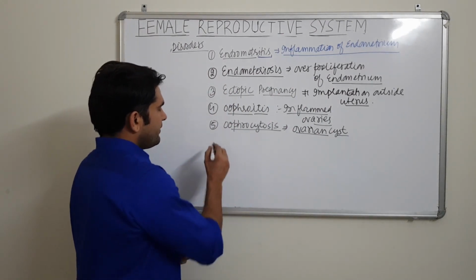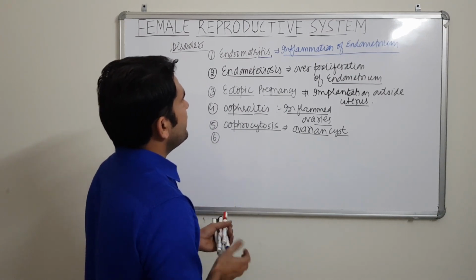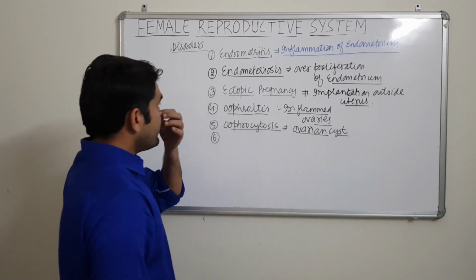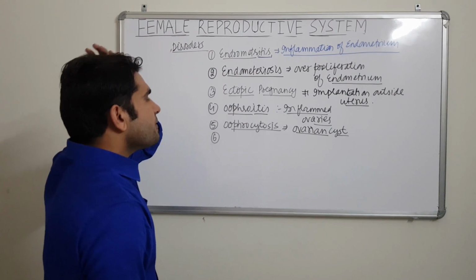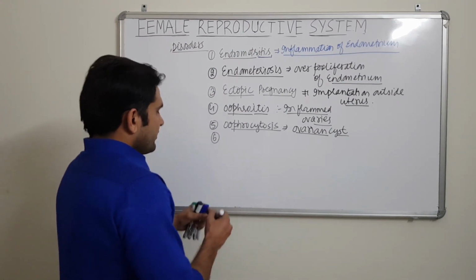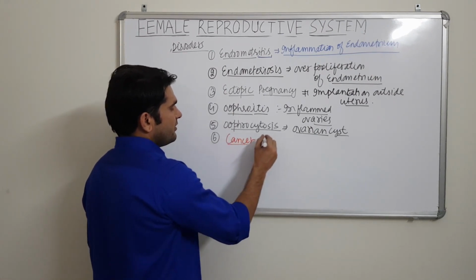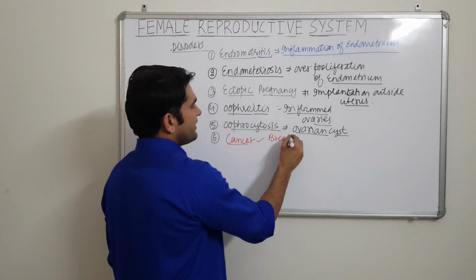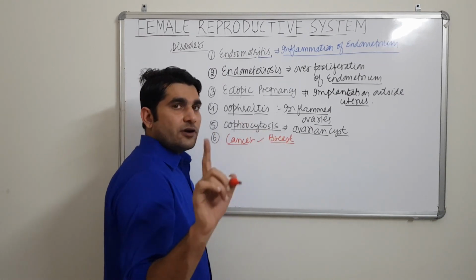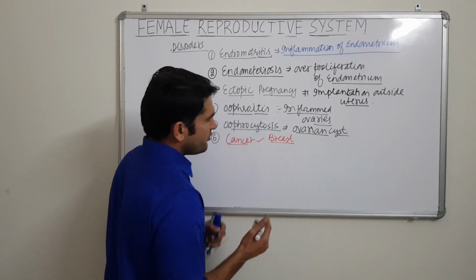Then what else can we include here? Endometriosis, endometritis, ectopic pregnancy, oophoritis, ovarian cystosis. Cancers, genital cancers are common in females. It could be cancer of the breast. It generally does not occur before 30 years due to controlled secretion of progesterone and estrogen, or the sensitivity of body cells.